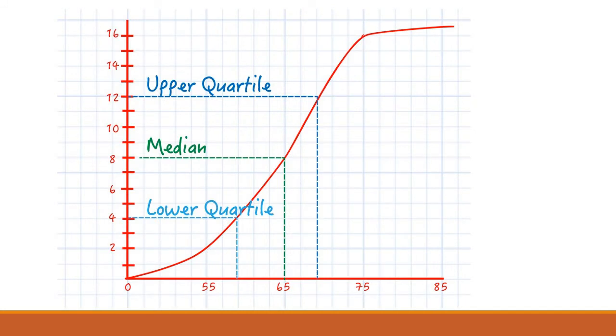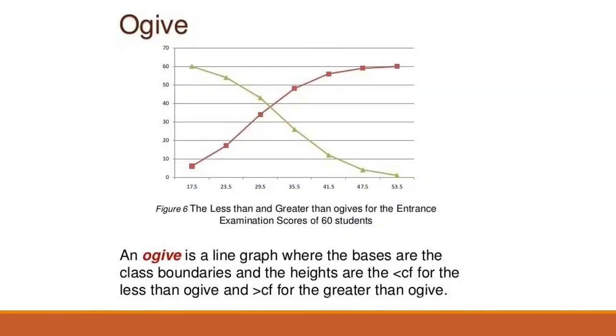Ogives are especially useful for comparing different frequency distributions with equal as well as varying class intervals. There is less overlapping in ogives when drawn on the same graph, as compared to frequency curves.